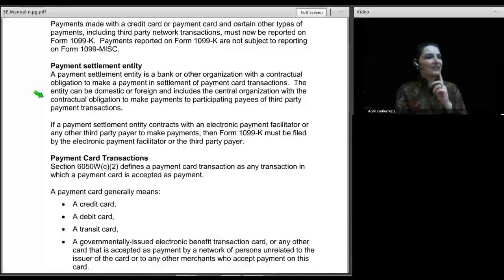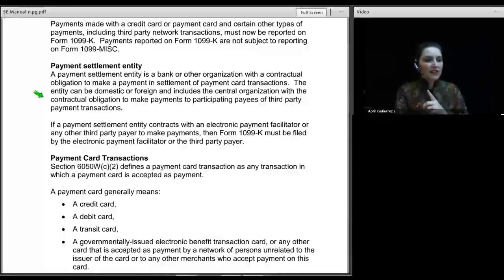Who gives the 1099-K? Do I give the 1099-K because I paid with a credit card? No. The credit card company is the one that issues the 1099-K. I, as the business owner who purchased stuff with a credit card, am not the one that issues a 1099-K.